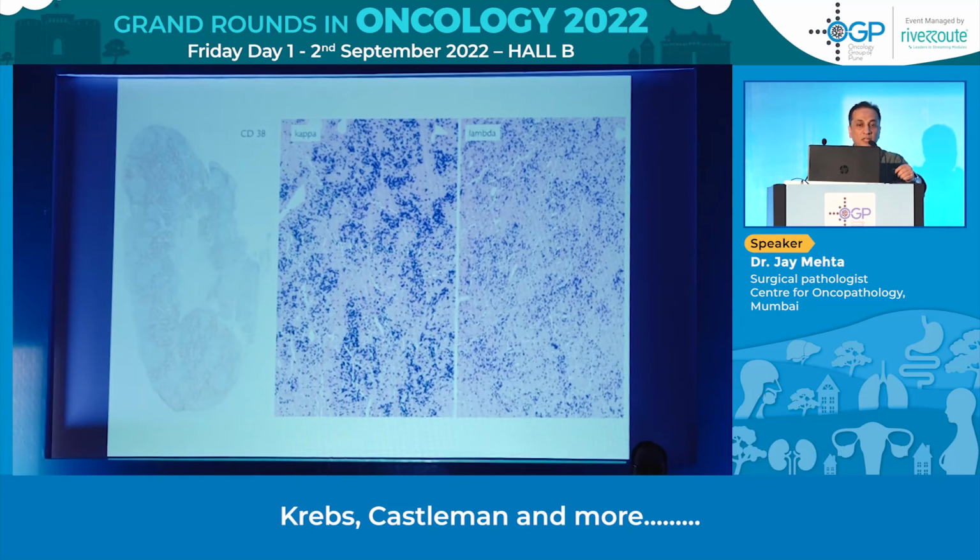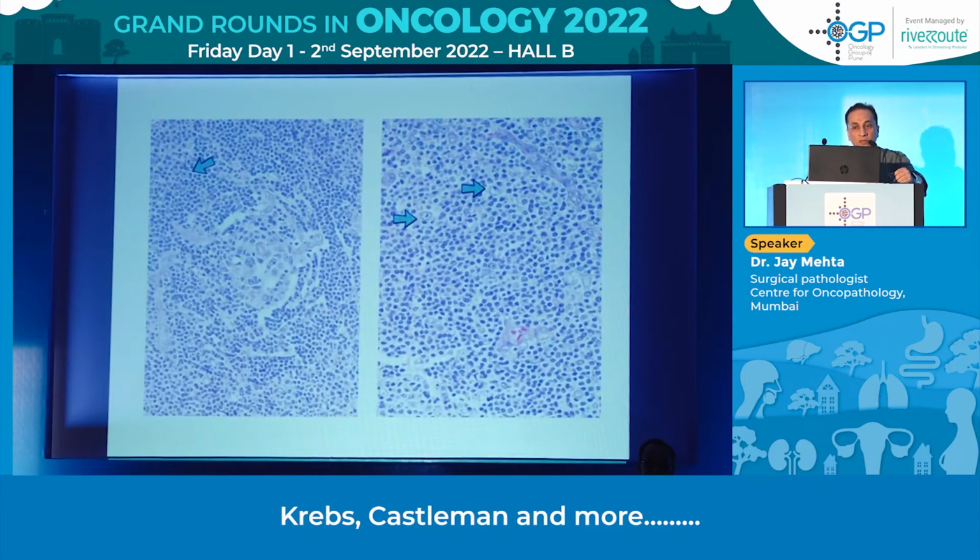Now here's the CD38 we saw. Is it anything to worry about in terms of, is it a plasmacytoma? Well, it is not. When you do the kappa and lambda staining, there's no light chain restriction. If at all, there is a little bit of lambda light chain excess, but no light chain restriction. But there are certain features that were there in this.